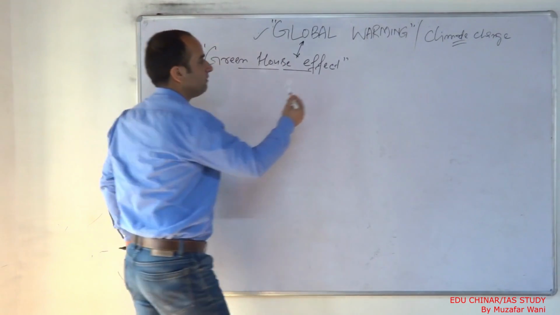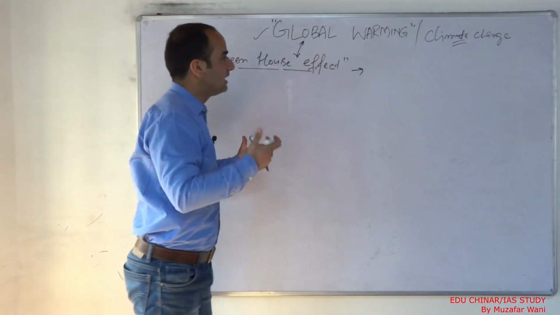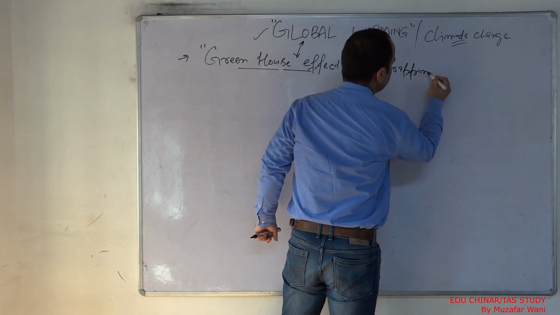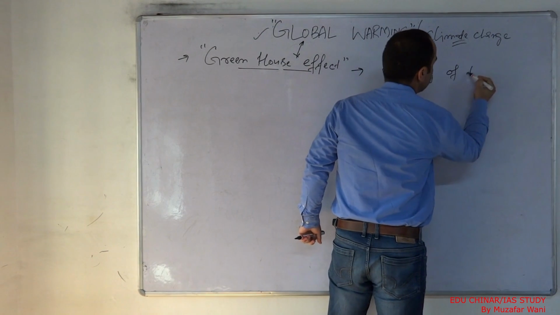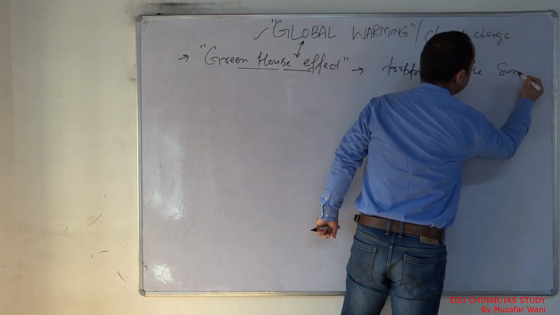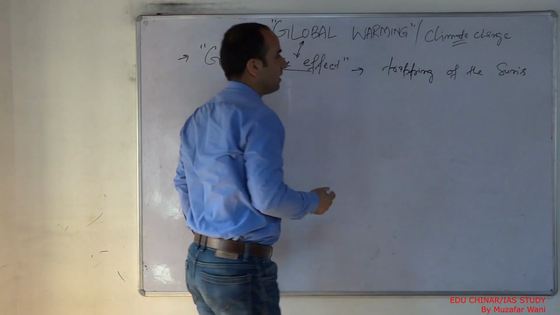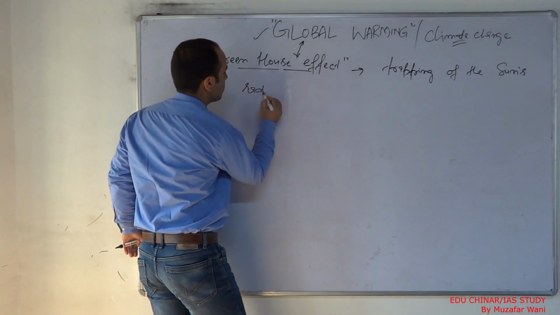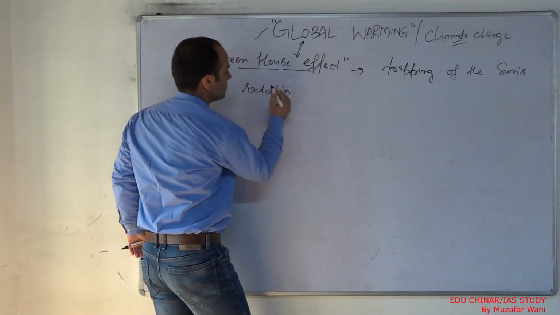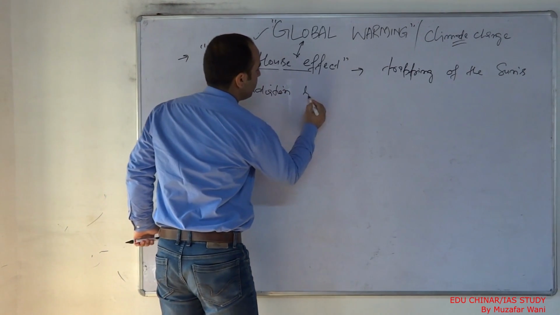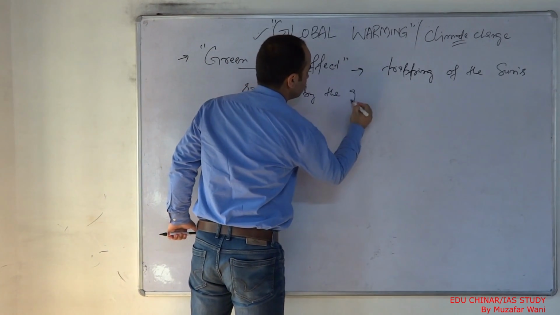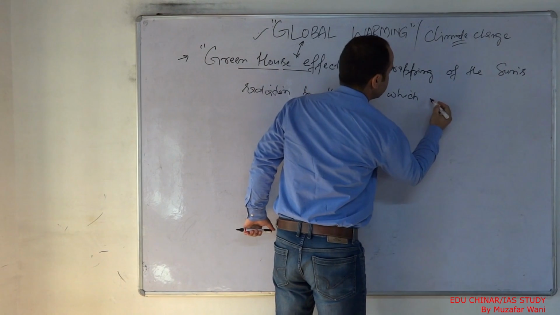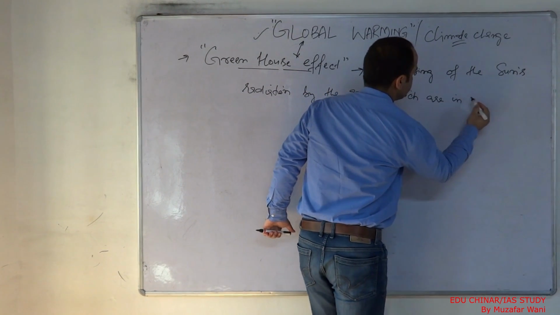So what is this greenhouse effect? You can define this greenhouse effect as the trapping of sun's radiation, the trapping of sun rays, by the gases which are present in the atmosphere.